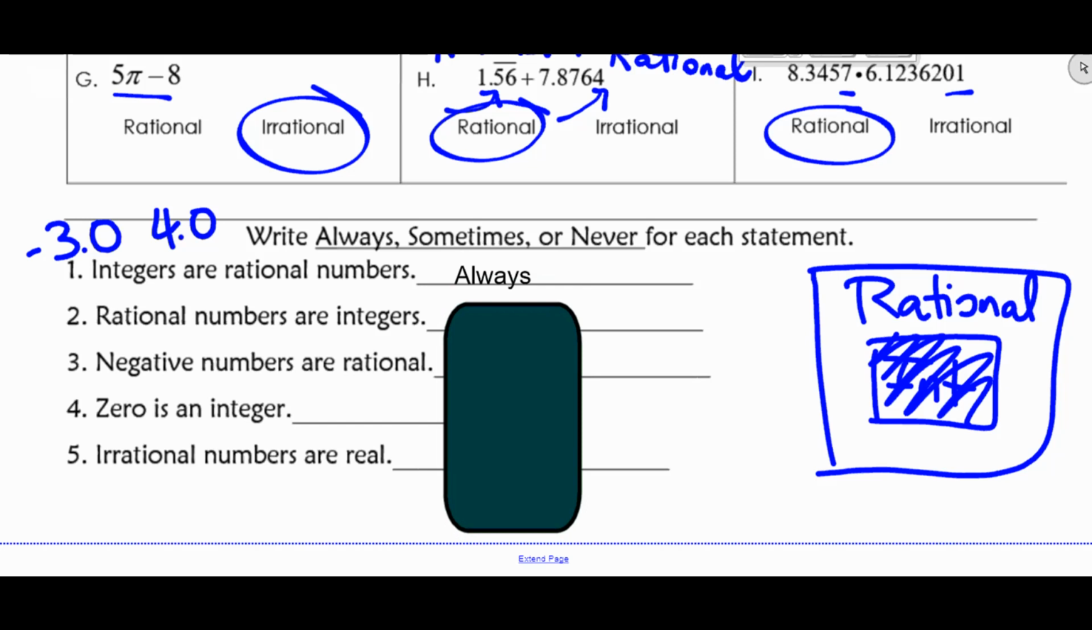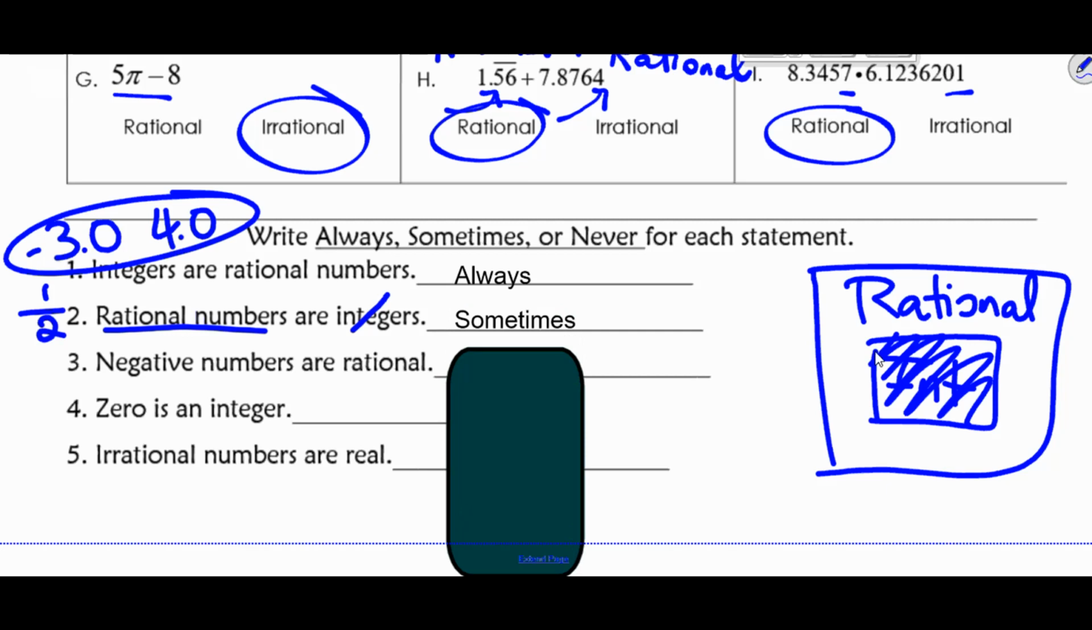The opposite is not true. I can think of an example really easily. 1/2. It's rational, but it's not an integer. There's sometimes when it happens, though. These examples up here are examples where rational numbers are actually integers, but it's not every single time. That's a sometimes.